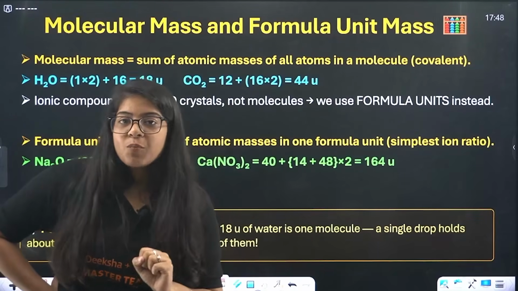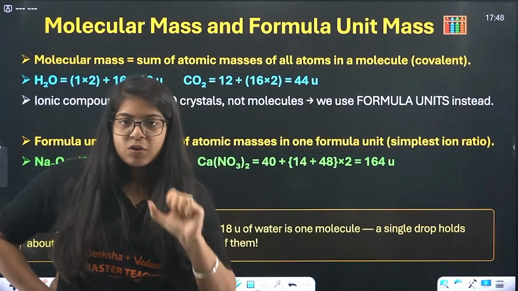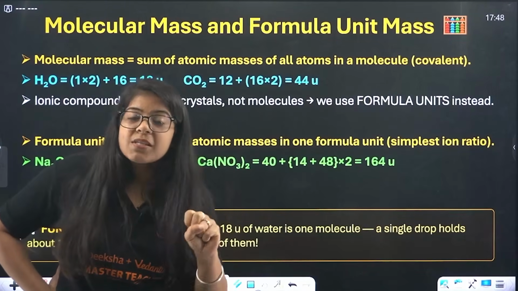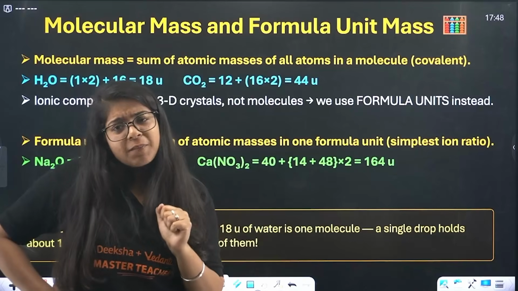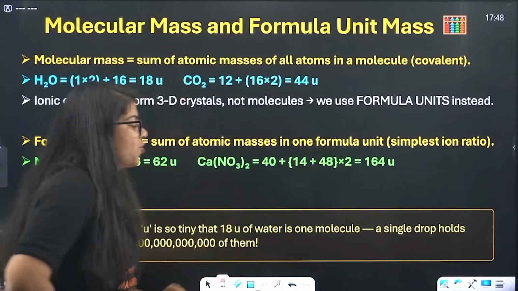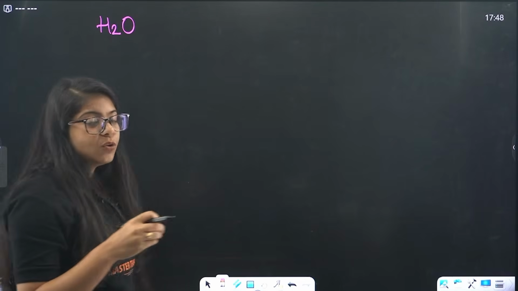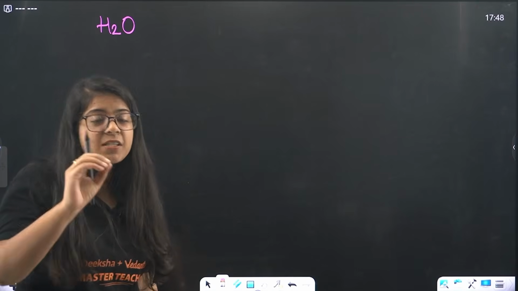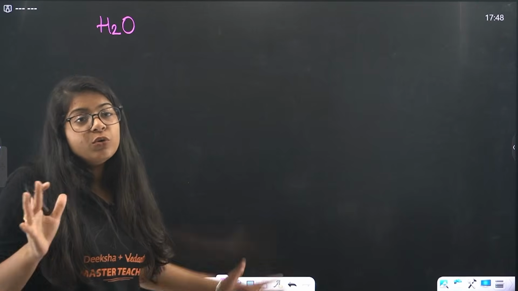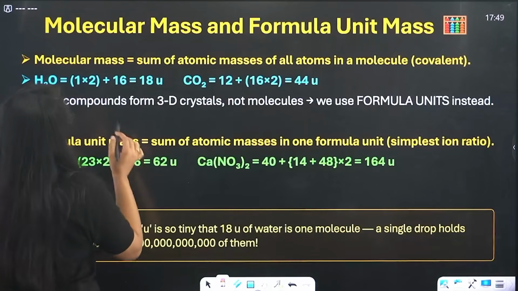H2O is a molecule. What is the total mass of H2O? I know the mass of hydrogen and the mass of oxygen, so I will add them to get the total mass. But there is a catch. For this you need to know the molecular formula. They will tell you the mass of hydrogen is this and the mass of oxygen is this, and you just add those. That's not the case.